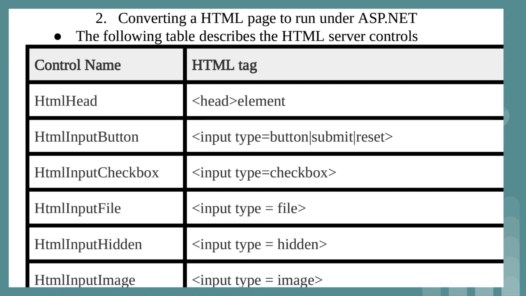Then we have input file, input type equal to file. Next control is HTML input hidden. If you want to have a hidden text box, then in that situation we can make use of input type equal to hidden. After that we have HTML input image. If you want to add an image as an input, then in that situation we can make use of input type equal to image also.